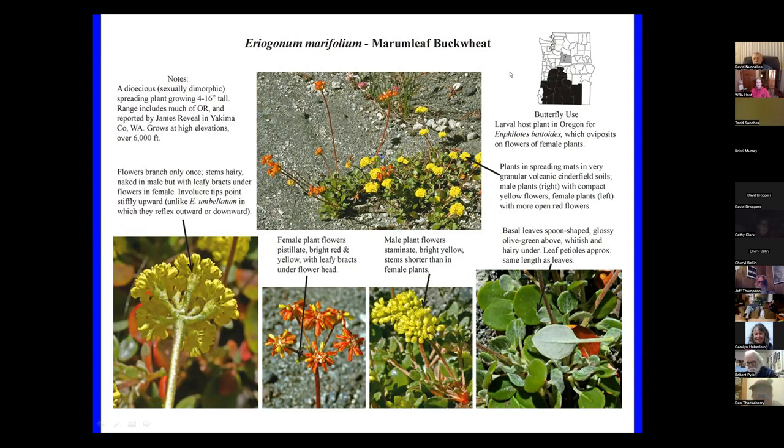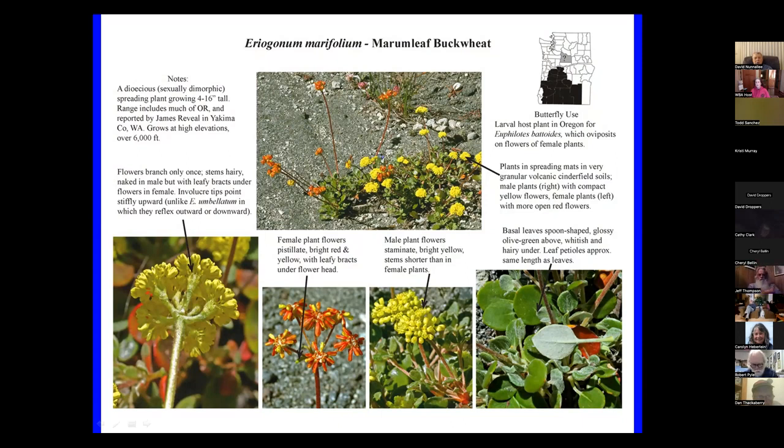I cannot just disregard this record because it's no other than Jim Reveal himself, the master of all things buckwheat, who reported it from there. Nobody else I've ever talked to has ever found the plant up there. But if it occurs in Washington, we may well have the mystery Euphilotes up there as well, the mystery Euphilotes that occurs on this plant in Oregon.